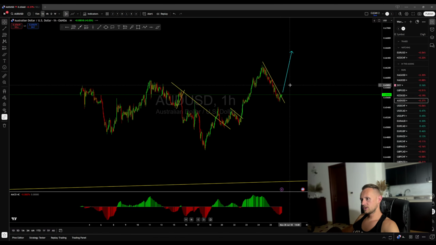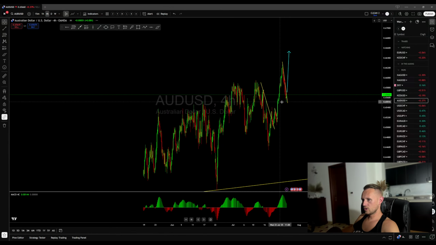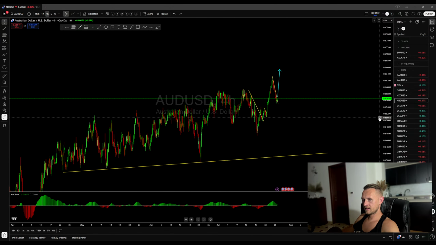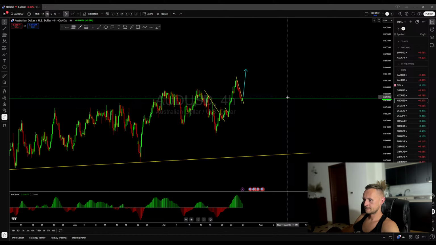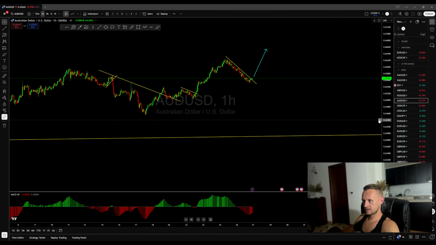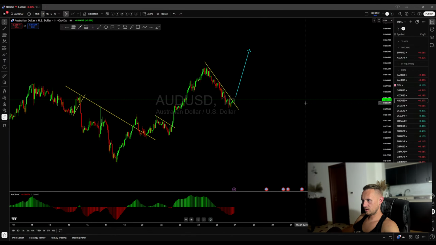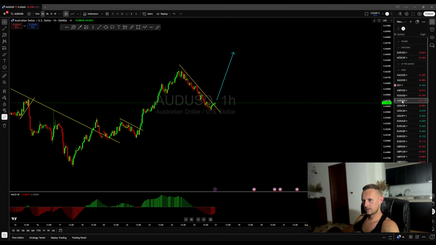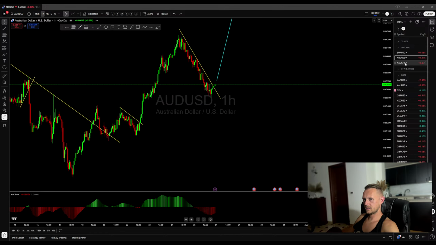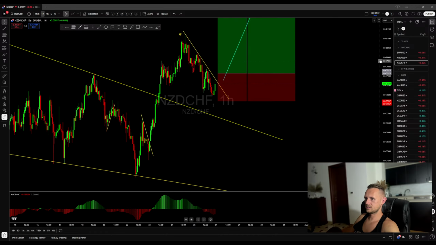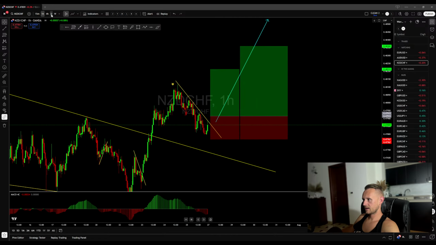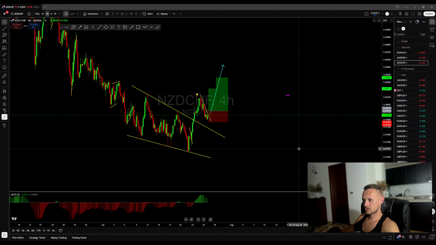I would even say that Aussie USD is better than New Zealand USD. I will watch this one as well. I will add it to my watch list over there. We'll see how that opens up. So I have Euro USD, and then Aussie USD, and then New Zealand Chief. Very good looking structure setups.